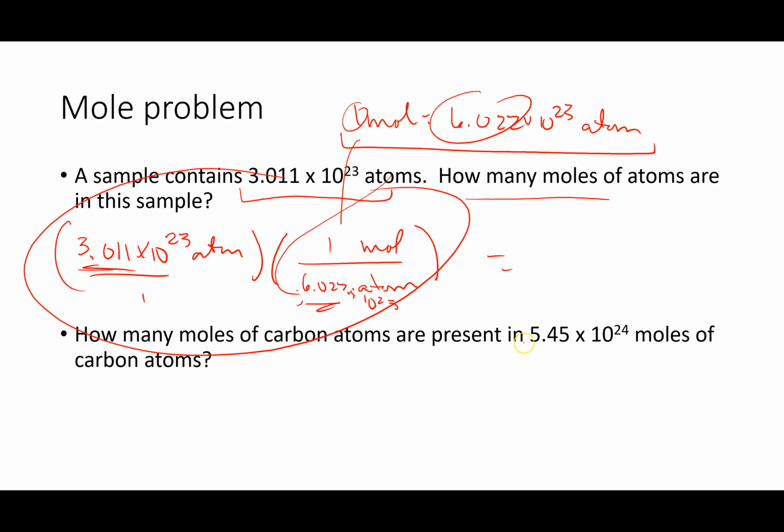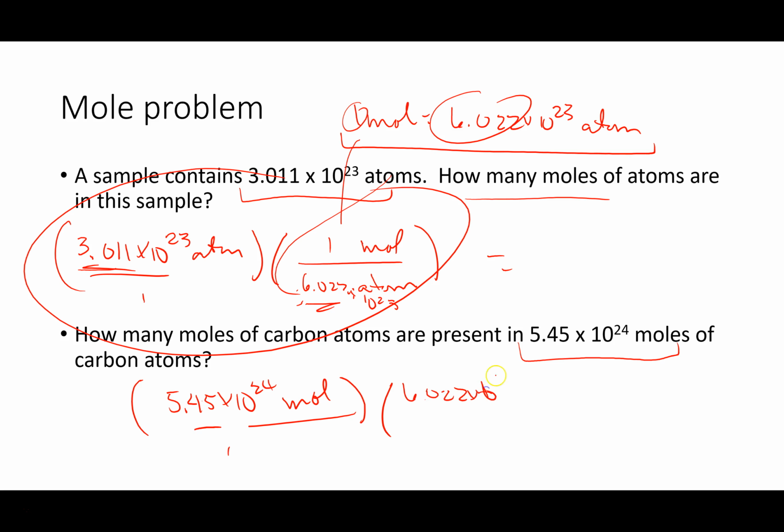So if we have 5.45 times 10 to the 24th moles, how many atoms are there? So in this case, 5.45 times 10 to the 24th moles. That's a lot of moles, by the way. And then I'm going to go 6.022 times 10 to the 23rd atoms over 1 mole. So in this case, I'm going to multiply these two together. Okay.